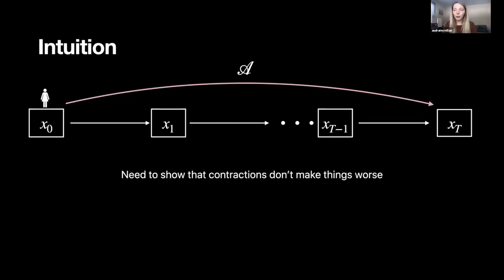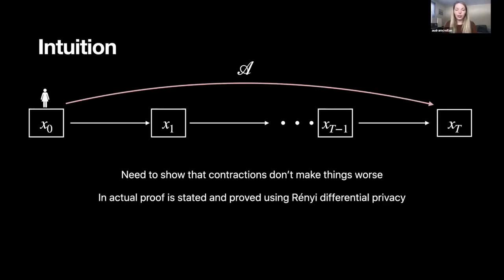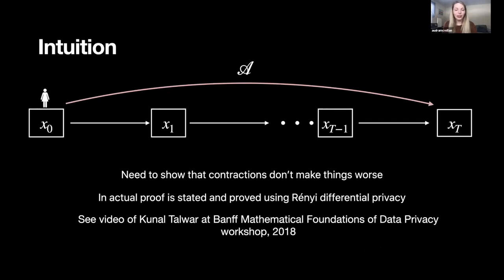Okay, so the crux of the proof really is showing that these contractions don't make it worse. The identity is kind of the worst case, and that is a highly non-trivial proof. So it goes via Renyi differential privacy, or is stated in terms of Renyi differential privacy. It involves some really clever tricks. If you are interested in it, I recommend watching a video by one of the authors, Kunal Talwar, from a workshop from 2018 that is online.